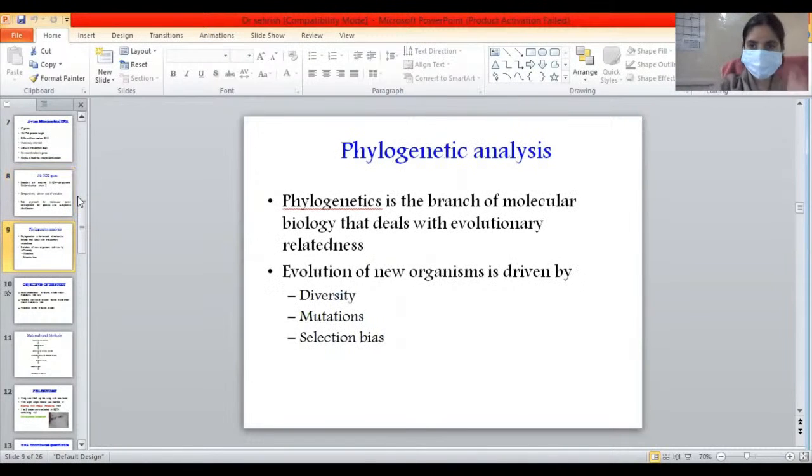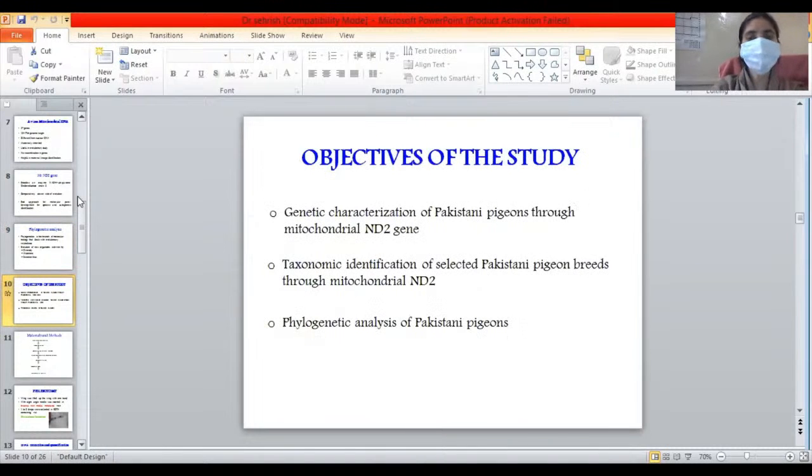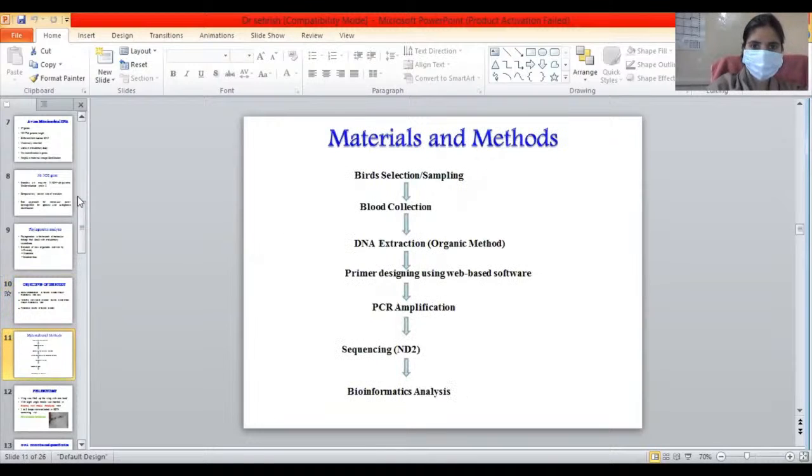For phylogenetic analysis, again, this is a very important one. Under these considerations, the study has been planned with the following objectives: the genetic characterization of Pakistani pigeons through mitochondrial DNA, their identification at the taxonomic level, and finally, their phylogenetic analysis.